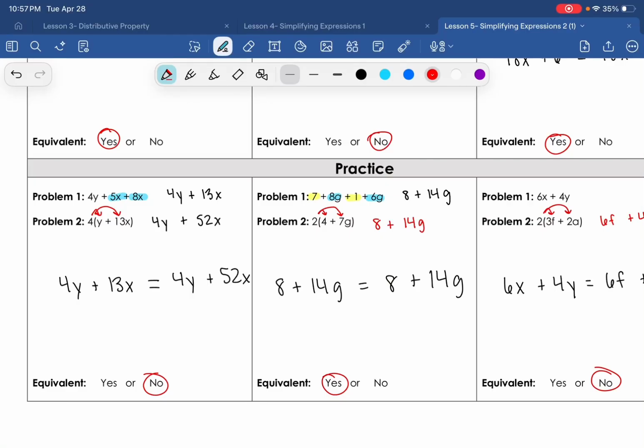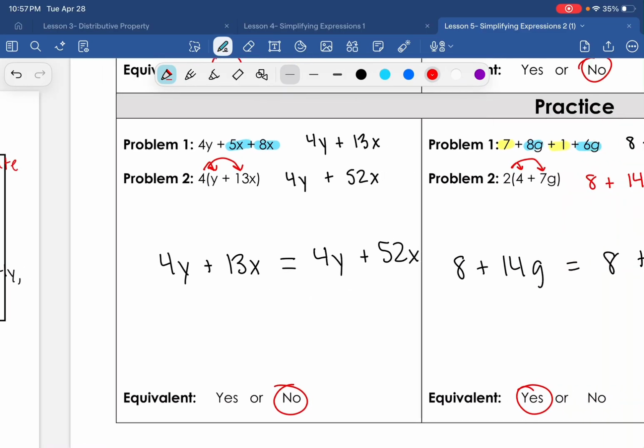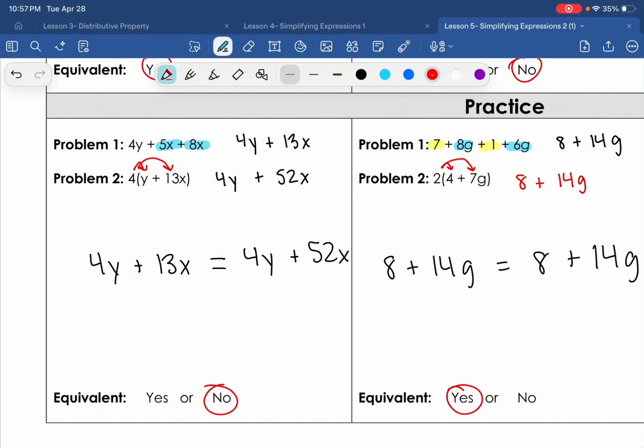All right, so by now you should have had the 3 practice problems on the bottom done by yourself. So for problem number 1, your answer is no. So when you combine like terms for problem 1, you get 4y plus 13x. And when you distribute for problem number 2, you get 4y plus 52x. And 4y plus 13x is not equal to 4y plus 52x.